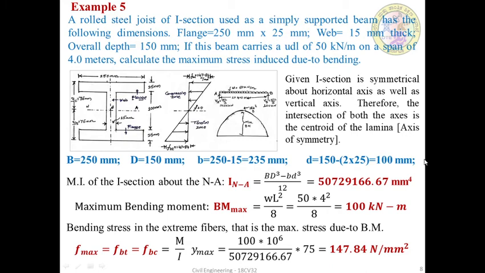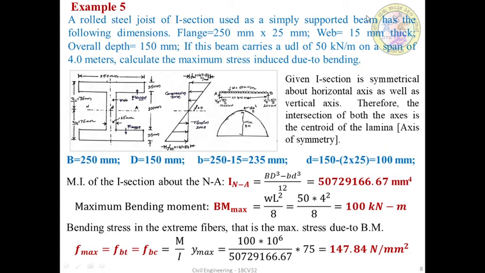I transferred the values in the form of the hollow rectangular section, so that it is very easy to find the moment of inertia of the section. Otherwise, once again you have to apply the parallel axis theorem and find the moment of inertia. So the moment of inertia of the I section, transforming it as a hollow rectangular section, is BD cube minus lowercase bd cube, divided by 12. I got this much value as the moment of inertia.